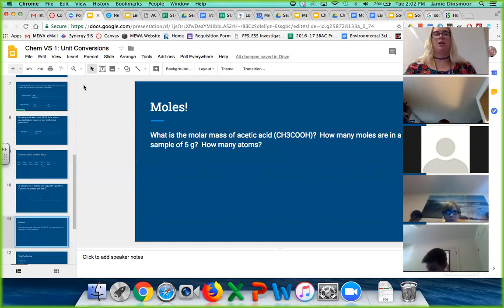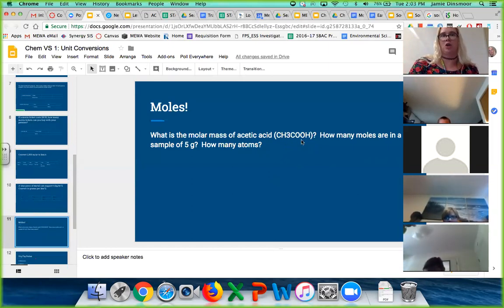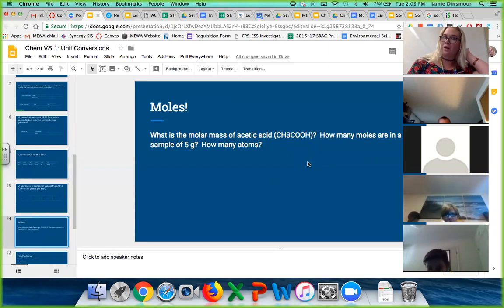So has anybody gotten far enough in the course, or remember from a previous course, or have a guess about how we might find the molar mass of something? Notice I wrote out the whole formula for acetic acid there, right? CH, there's 3 H's, COOH, and another H over here. And if no one knows yet, that's fine. That's why we're going to talk about it now, because this is going to come up.